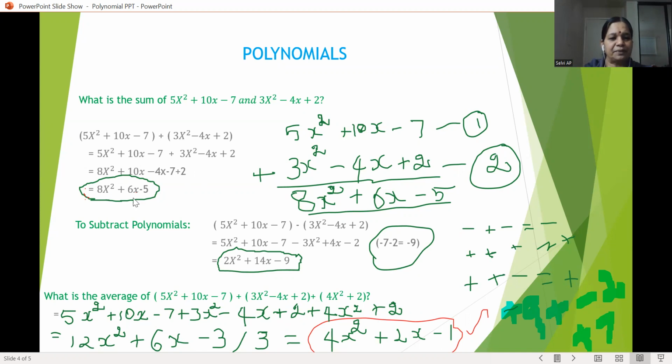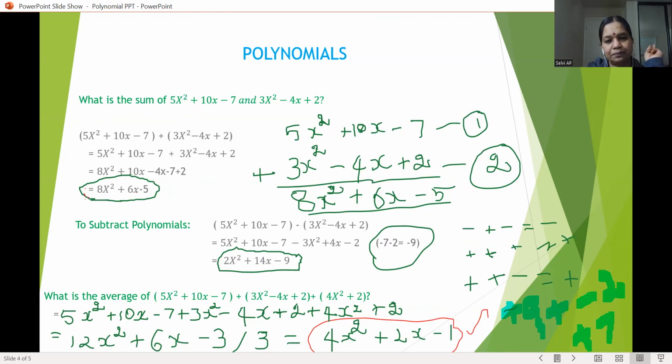Okay, now it's a binomial equation. You see here only two terms are there, right? So 8x² plus 6x minus 5, it's coming to three terms. This is a trinomial equation. See here, now we are going to subtract two polynomials. For subtraction, you have to note down two points.